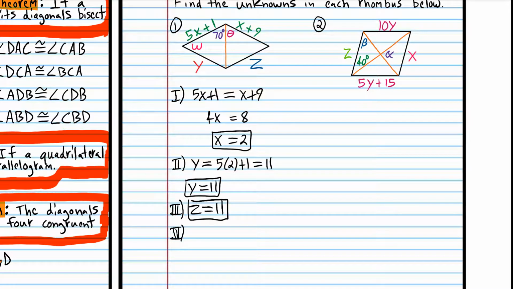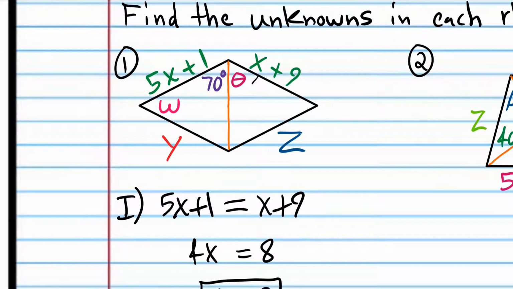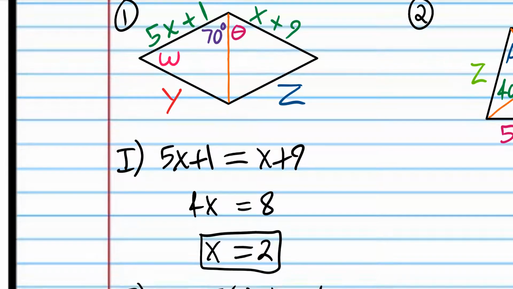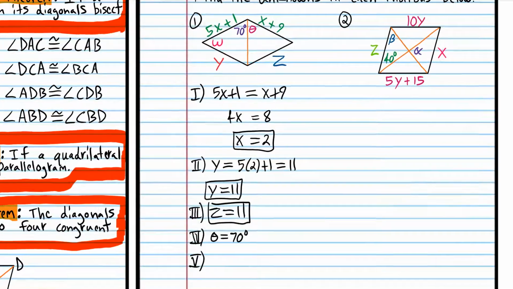And what else can we do? So now we're on to the angles. Now remember, the diagonals bisect all the angles. So this angle is bisected by that diagonal, which means that theta is 70 degrees. So very simple. Theta is 70 degrees. And now we just have to find omega.